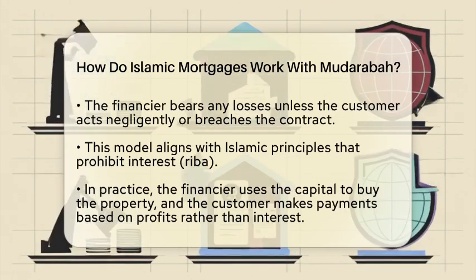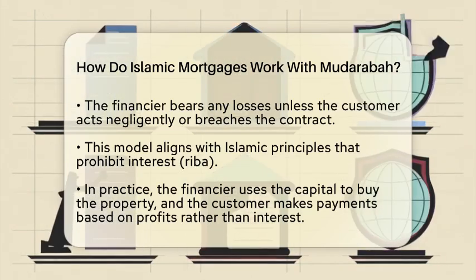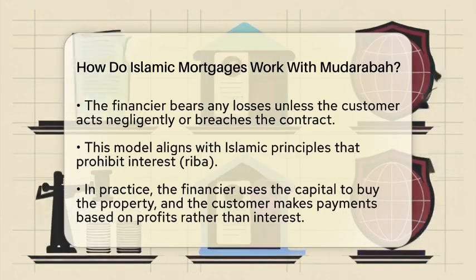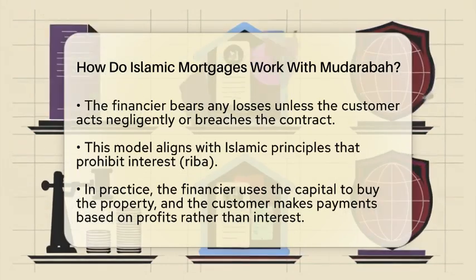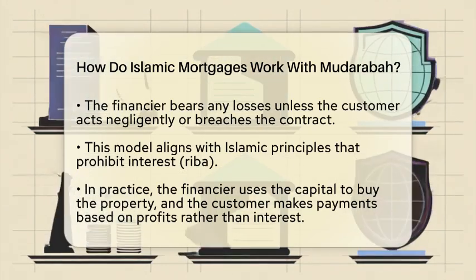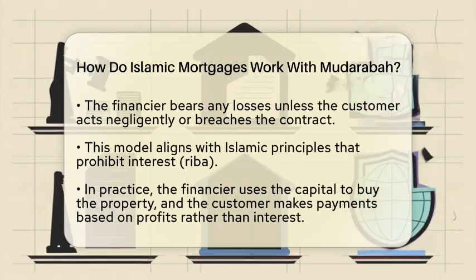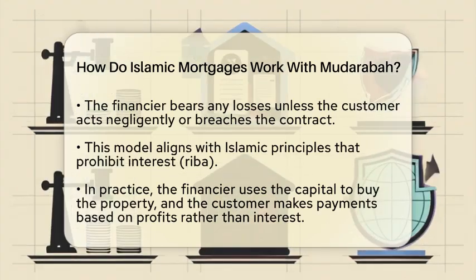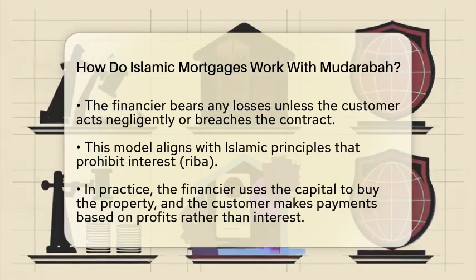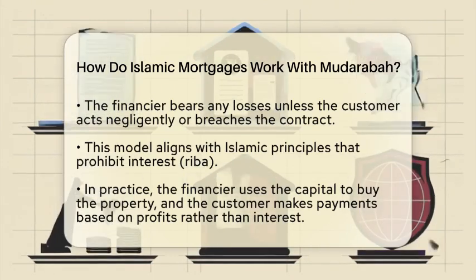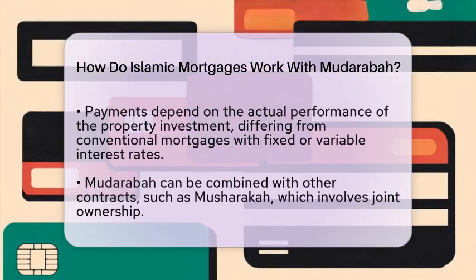Instead of paying interest, the customer makes payments based on the profits generated from the property. These profit payments are agreed upon beforehand, but remember, they depend on the actual success of the investment. This is a significant difference from conventional mortgages, which typically involve fixed or variable interest rates.